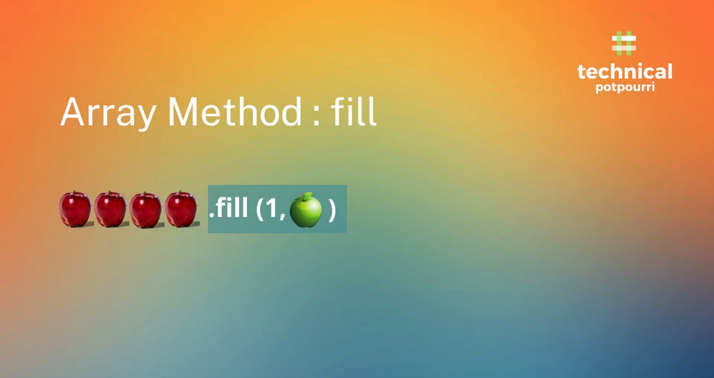This method will replace the element at the index with a new element. So here I have 4 red apples, and I'm trying to replace the apple at index 1 with a green apple. So this is my output. I will get 1 green apple followed by 3 red apples. So basically the first red apple is replaced by the green apple.